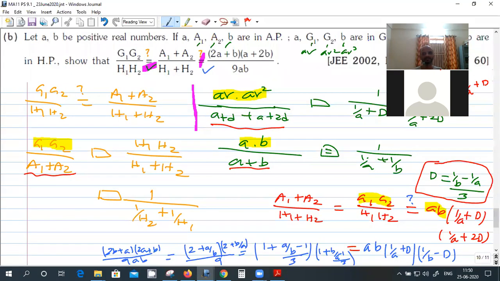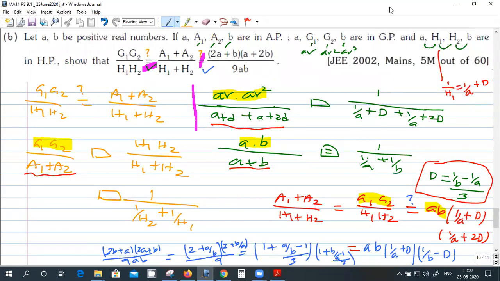So last time we discussed this question. Let me just recollect. A and B are positive real numbers, and A1, A2 are in AP, G1, G2 are in GP, and H1, H2 are in HP, and we have to show this. Last time we showed the first part, the first equality. This thing we didn't complete.